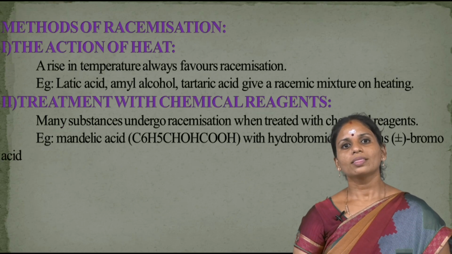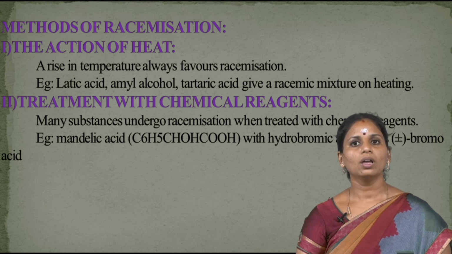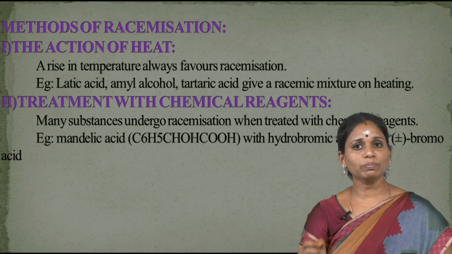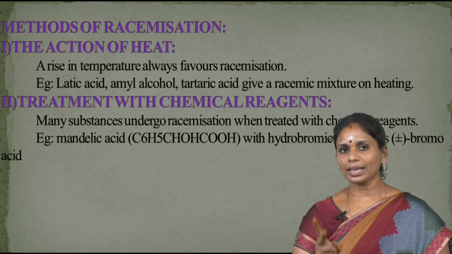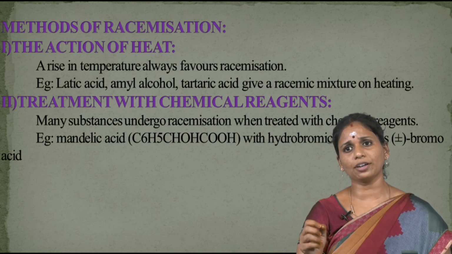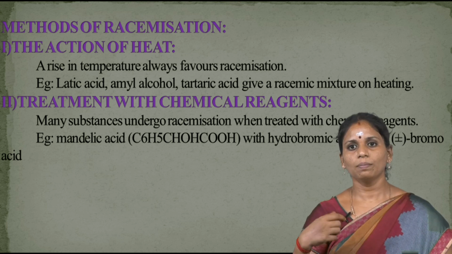We shall see now. The action of heat: the rise of temperature always favors racemization. For example, lactic acid, amyl alcohol and tartaric acid give a racemic mixture on heating. Second, treatment with chemical reagents. Any chemical substance may undergo racemization when treated with suitable chemical reagents. Say, for example, mandelic acid. When treated with hydrobromic acid, it forms plus and minus bromo acids.